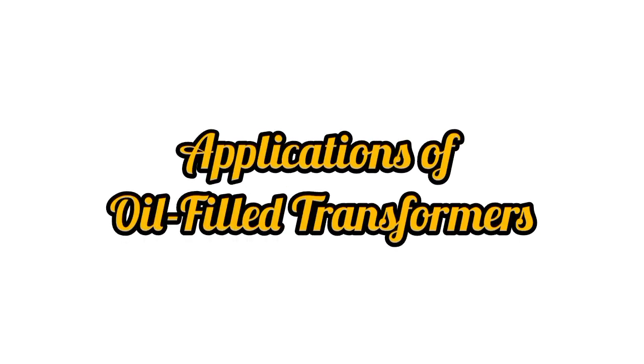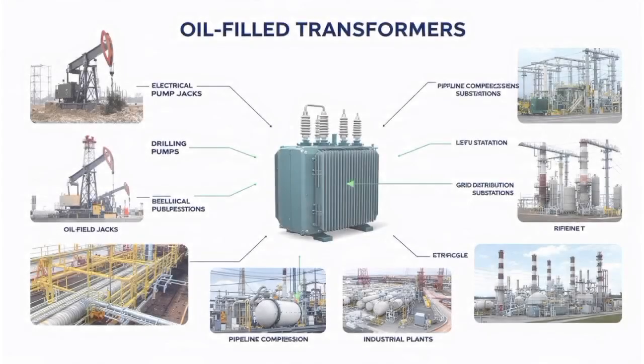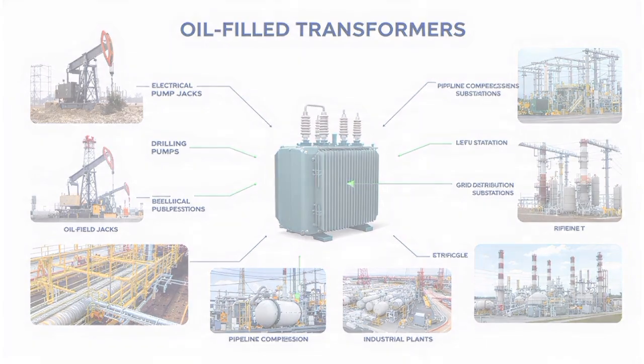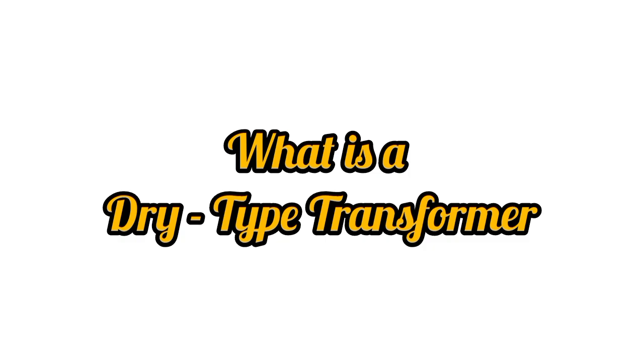Applications of oil-filled transformers. Oil-filled transformers are commonly installed outdoors where adequate space and ventilation are available. They are widely used in electrical substations, power plants, transmission systems, distribution networks, manufacturing industries, and utility installations. Their ability to handle large loads and provide excellent cooling makes them the preferred choice for high voltage and high capacity applications. What is a dry-type transformer?